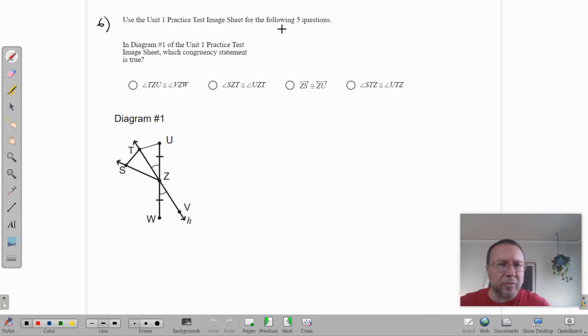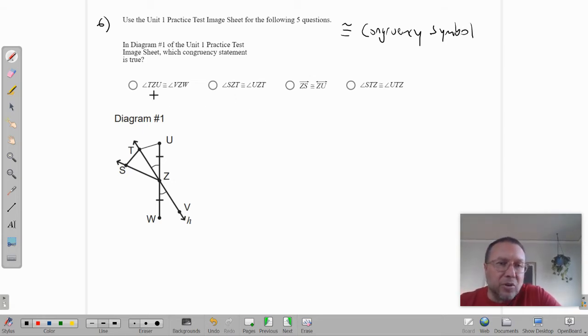Using the same diagram, this is the last question using the same diagram. It says, which congruency statement is true? So in geometry, our little shorthand notation for saying that something is equal is this symbol for congruency. It's an equal sign with a little tilde at the top. So this is our congruency symbol, that's the word I was looking for.